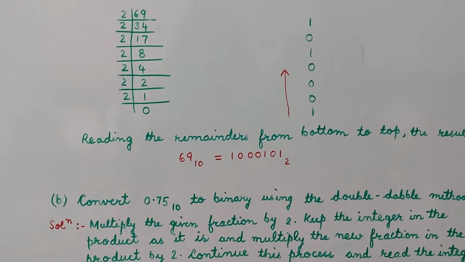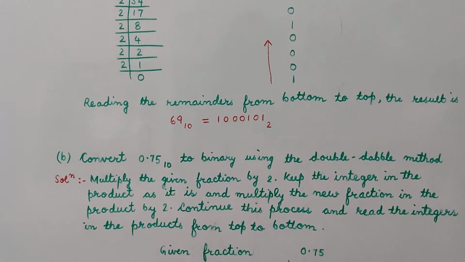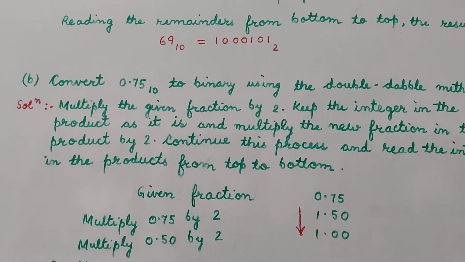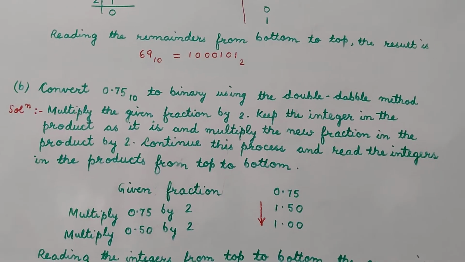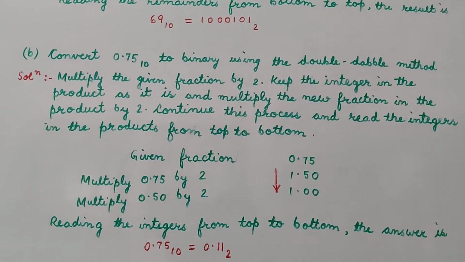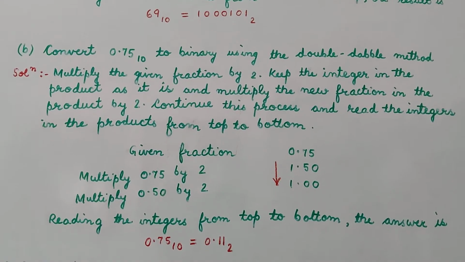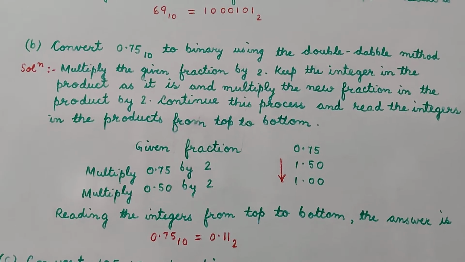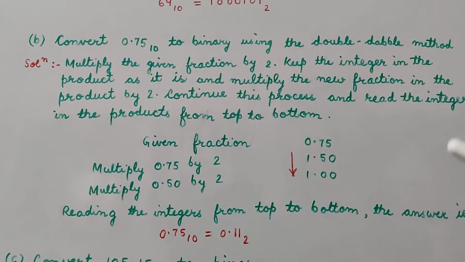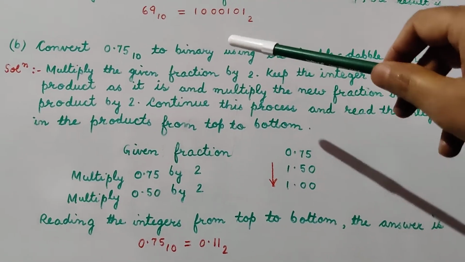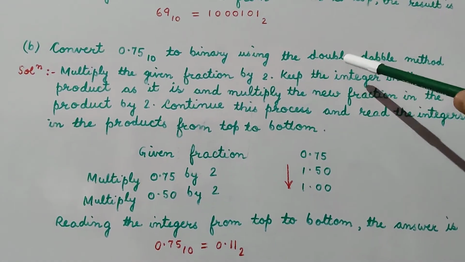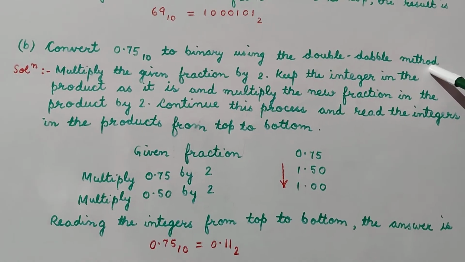Now let us understand how we can convert a given decimal fraction into binary. The method for converting a decimal number which is a fraction to binary is a different process. Suppose we are given a decimal number 0.75, which is in decimal, to binary, using the same method, that is the double dabble method.